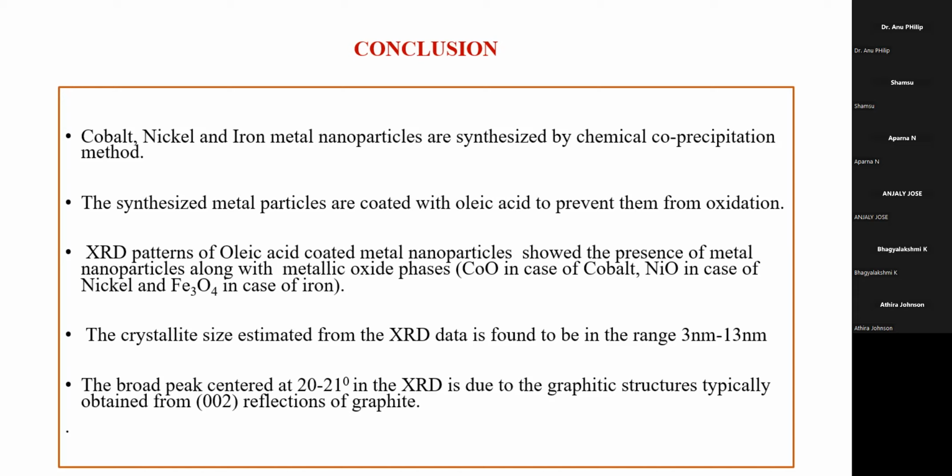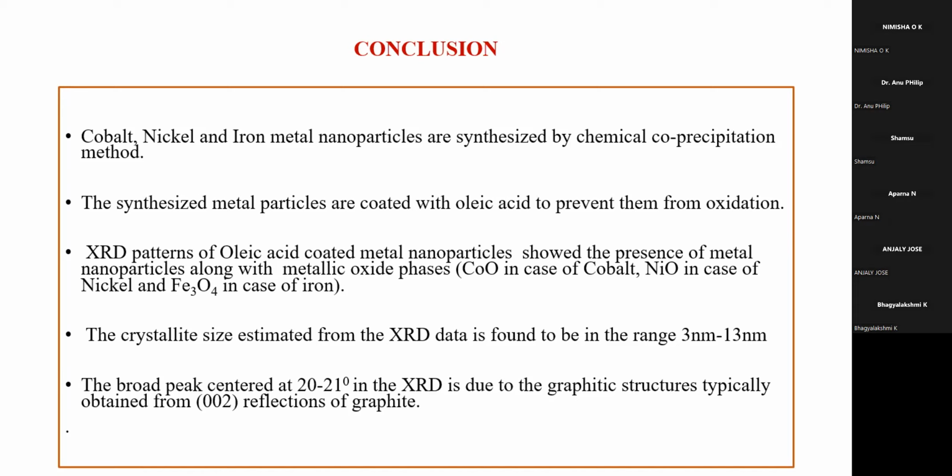Thank you, ma'am and Smita, for the presentation. I need some clarification. As the previous ma'am has asked, I have the same doubt: your sample contains metal as well as metal oxides. And FTIR also shows the presence of metal oxide. Is there any method to eliminate these metal oxides and isolate the metal nanoparticles from your sample? Have you read anything regarding that?